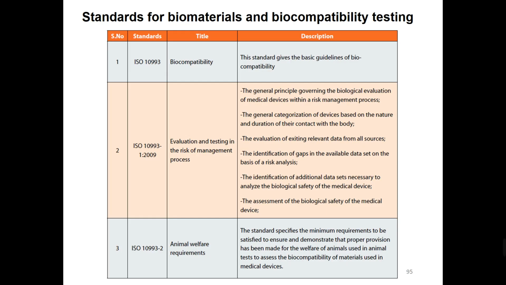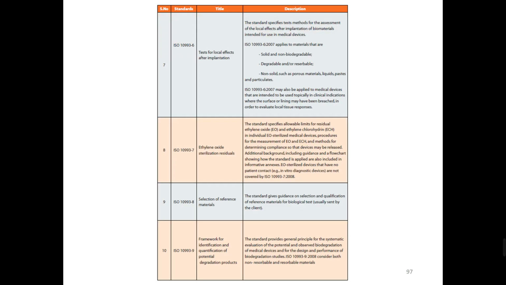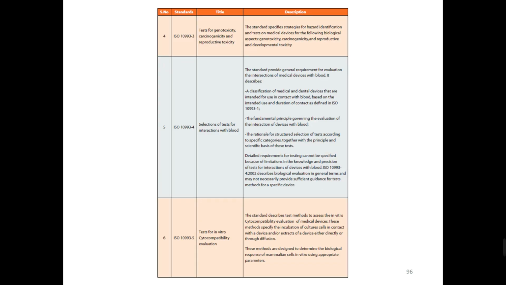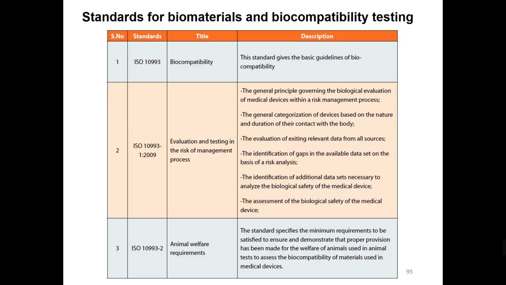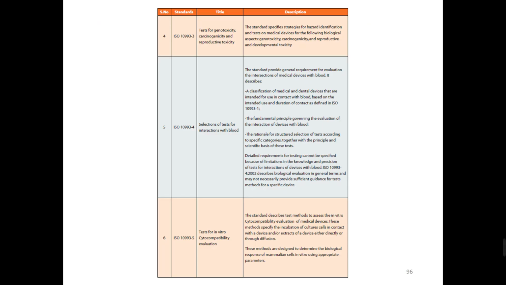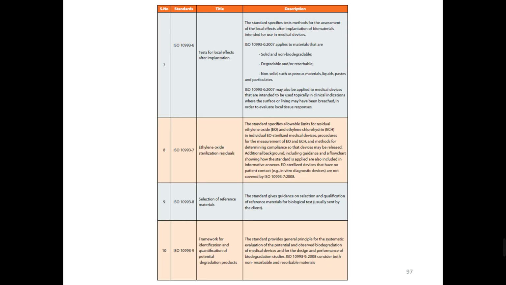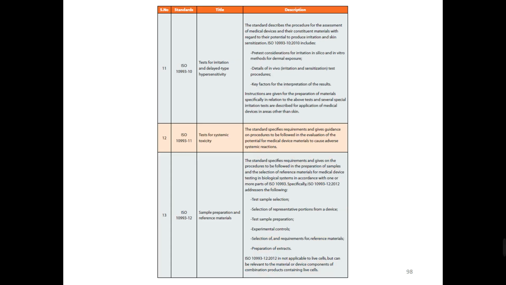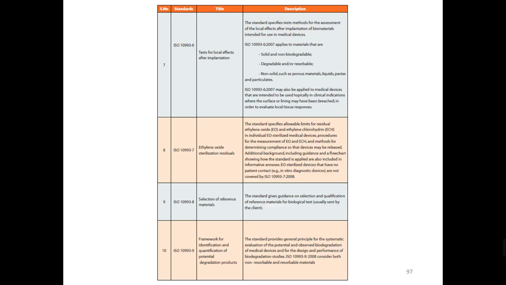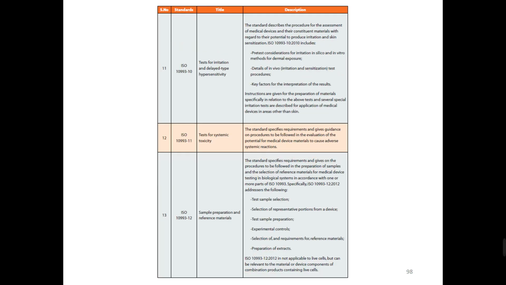So tests, okay, alright, dia ada kaitan dengan list the table tadi. So it is in the table for the description, where the details of each part of the standard ISO 10993 are written. Okay, macam-macam. So for example, selection of reference materials, we have number 9. The standard gives guidance on selection and qualification of reference materials for biological tests, usually sent by the client, right? And then we have, for example, another, sample preparation and reference materials. Soalan ni ada keluar dalam mid-sem exam nanti, insyaAllah.